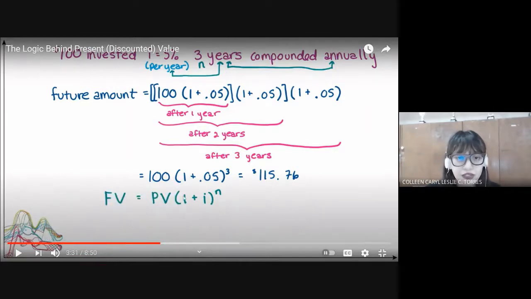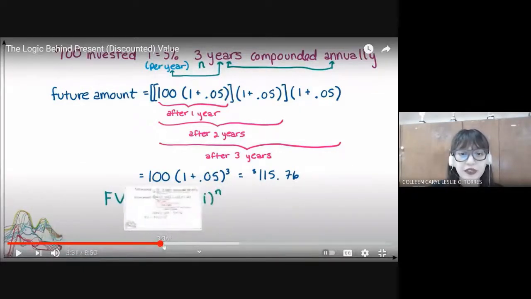So the future value is actually the present value, that is 5,000, times 1 plus the interest rate, raised to the power of the year. So let's go to the next slide here.